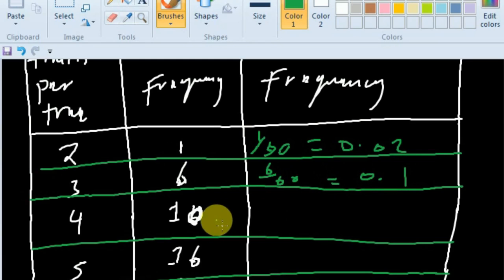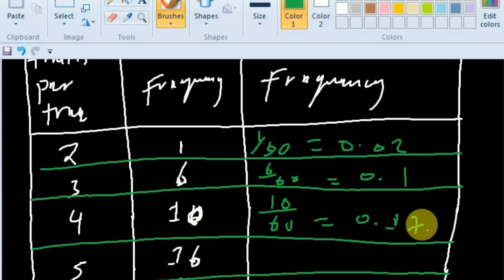Then for 4 there, I know the cumulative frequency there of 4, it's 10. So 10 divided by 60, the answer there it's 0.17. Then the cumulative frequency of 5, I know that's 16. So I'm going to say 16 divided by 60. 16 divided by 60, the answer is 0.27.